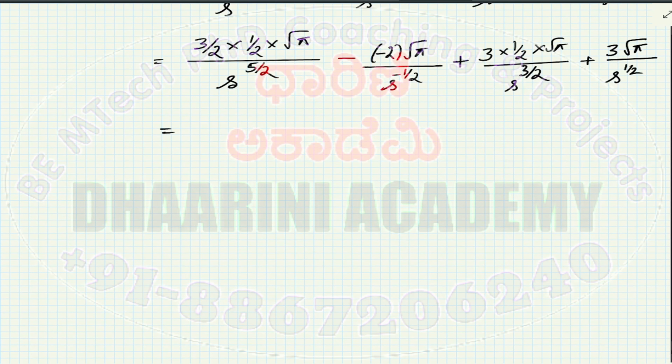Okay, so in the next step we'll substitute the values. So this looks like 3 root pi by 4 will come over there. So this is 3 times root pi by 4, and the denominator is already having s to the power 5 by 2. This is the first term.